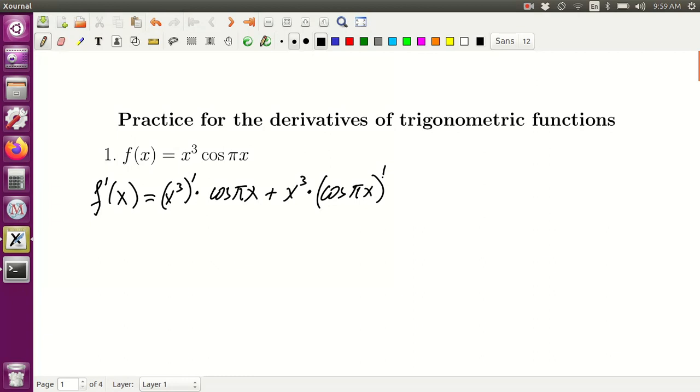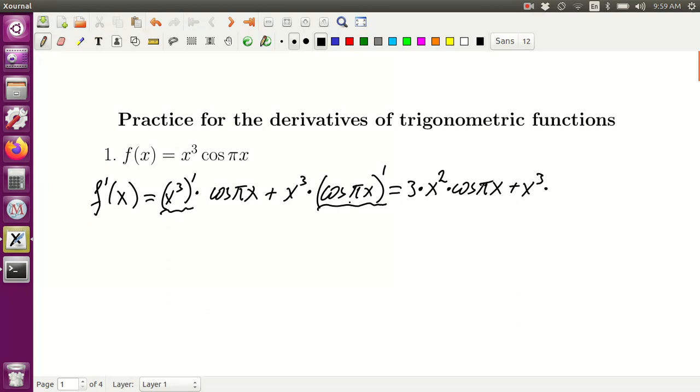Then we try to see where we still have primes. We have a prime over here and we have a prime over here. So first we need to find the derivative of x cubed. According to the power rule, the derivative of x cubed would be 3 times x to the 2 times cosine of pi x plus x cubed times the derivative of cosine of pi x.